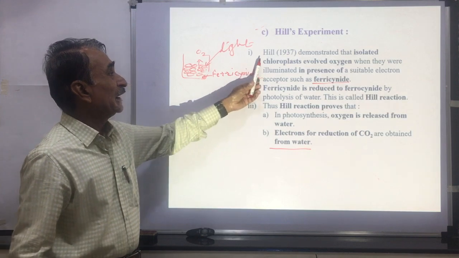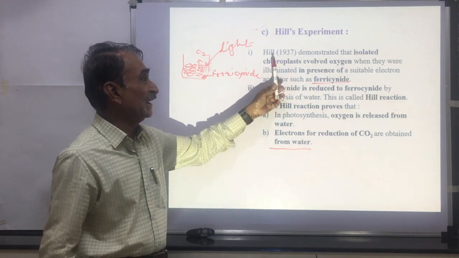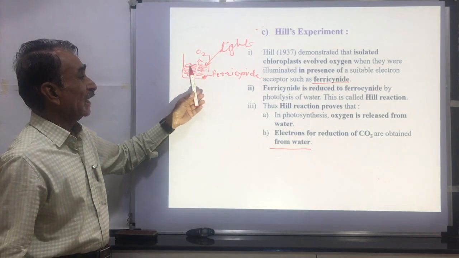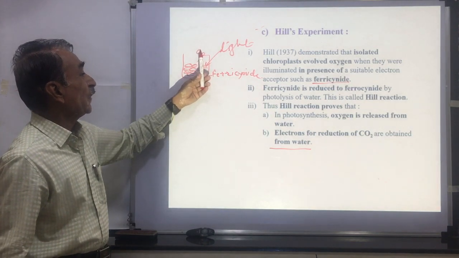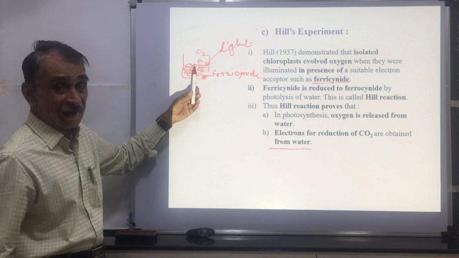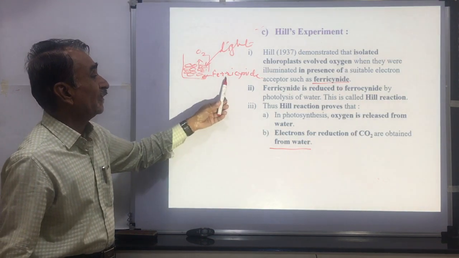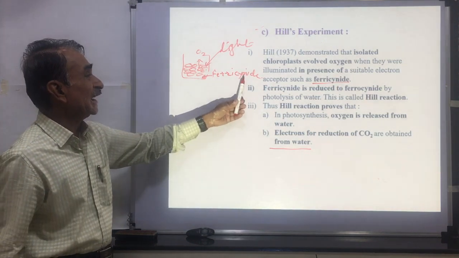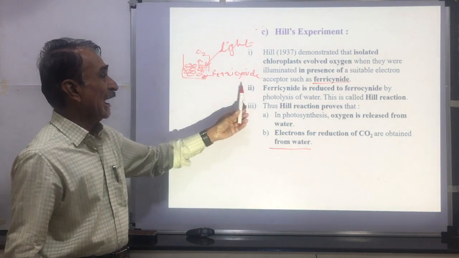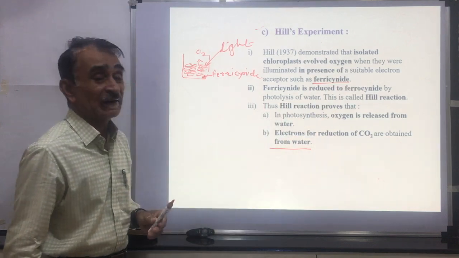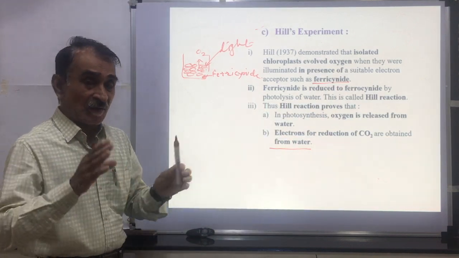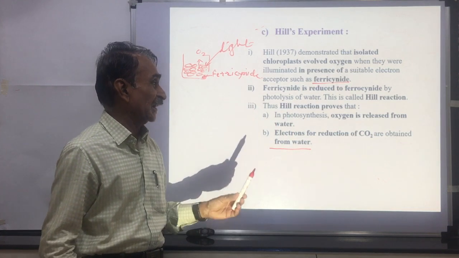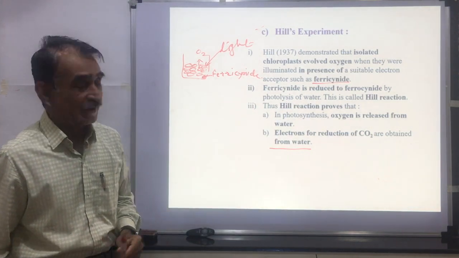Hill's experiment. In 1937, Hill demonstrated that isolated chloroplasts evolved oxygen when illuminated, in the presence of a suitable electron acceptor, ferricyanide. This ferricyanide accepts the electrons released by the breakdown of water and is reduced to ferrocyanide. This is called the Hill reaction.